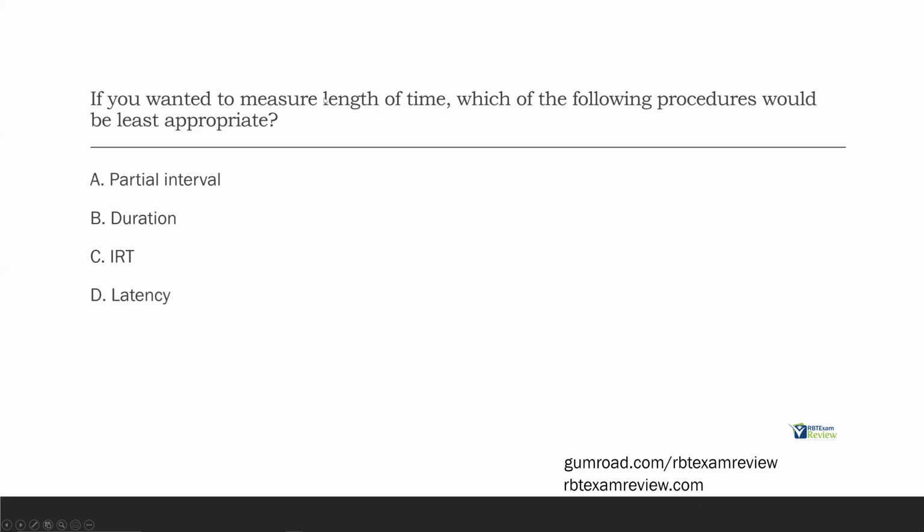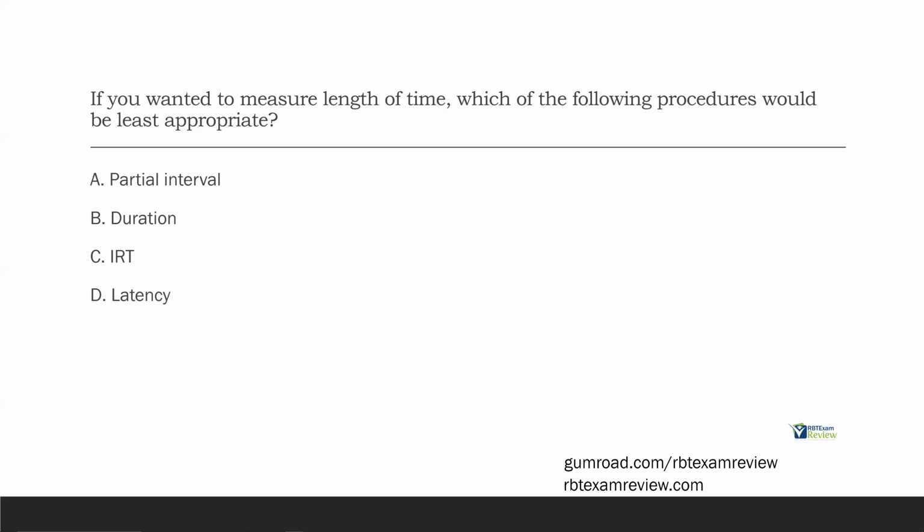If you wanted to measure length of time, which of the following procedures would be least appropriate? Okay, let's work backwards here, right? We're thinking about measurement, and we're going to measure length of time. What measurements won't record time for us? Well, frequency. Rate doesn't give us time. Rate has time added, right? But it's not going to give us a length of time, okay? It's going to tell us how many times something happened, right? So frequency and rate are out.